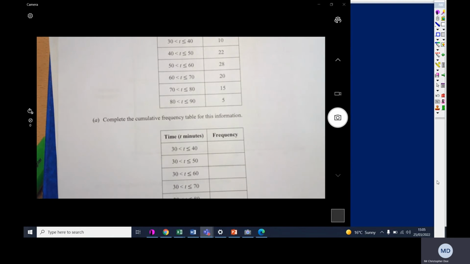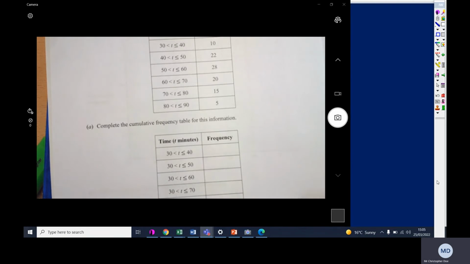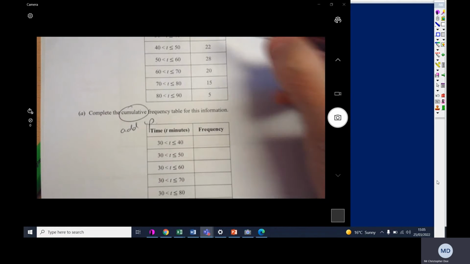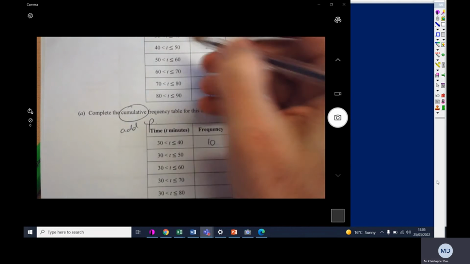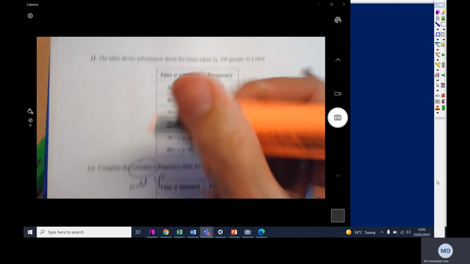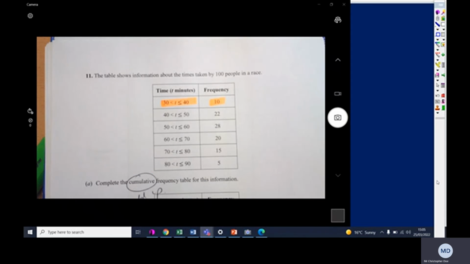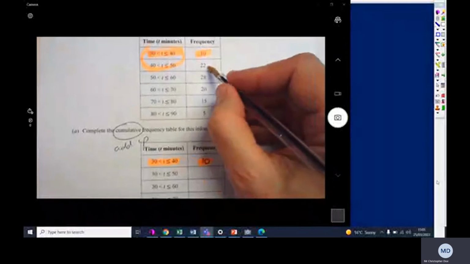Question 10. Question 11, cumulative frequency. Cumulative just means add up as we go. So I'm starting with 10. That's between, this is identical to this. Look, it's between 30 and 40. So it's going to be still 10, but this is that 40 to 50. So what we're doing is we're adding up as we're going.